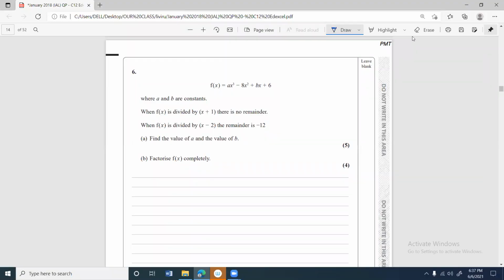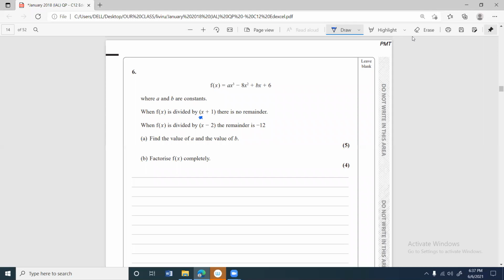Right. So when you come up with this question, it's coming up with the factor theorem and the remainder theorem actually. They mention f(x) equals ax^3 minus 8x^2 plus bx plus 6, where a and b are constants. When f(x) is divided by x plus 1, there's no remainder. That means it's a factor.